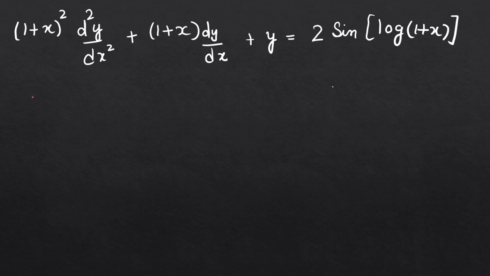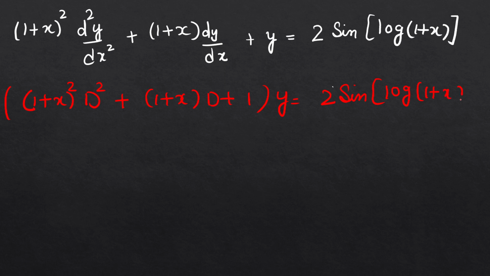So how can we write it down? That is (1 plus x) squared D squared plus (1 plus x) D plus 1 applied to y, equals 2 times sine of log(1 plus x). Then we will substitute 1 plus x as e raised to the power z. So it means that z can be taken as log of 1 plus x.